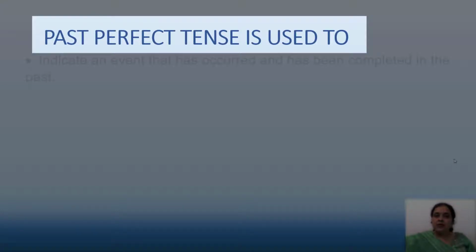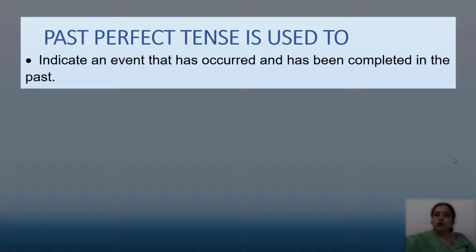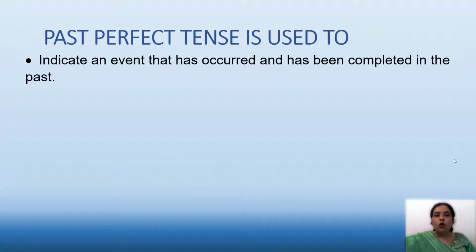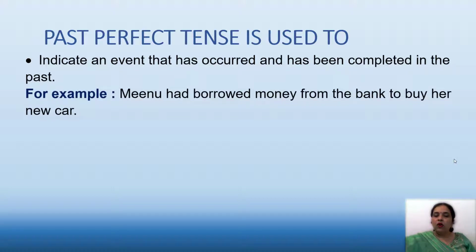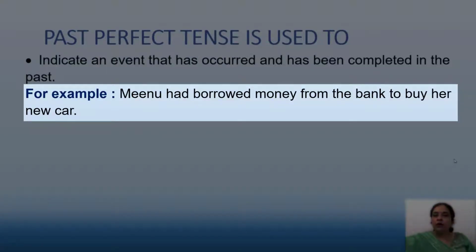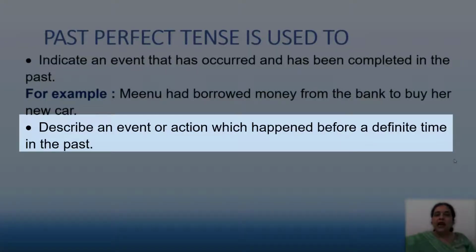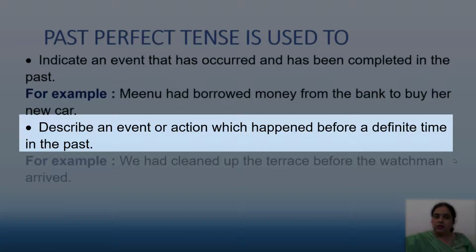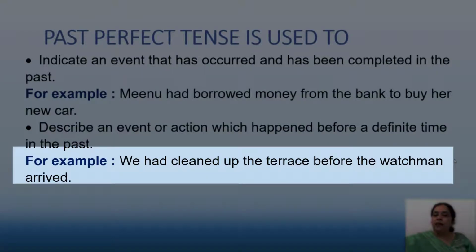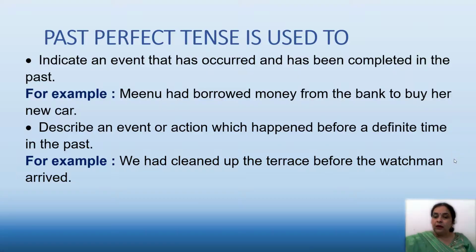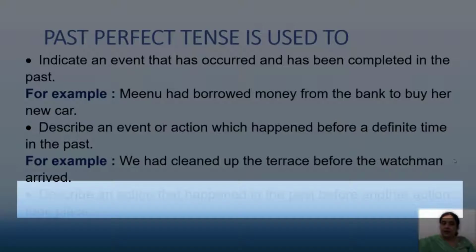Past perfect tense is used to indicate an event that has occurred and has been completed in the past. That means it was started in the past and it was also completed in the past. For example, Meenu had borrowed money from the bank to buy her new car. Next use is to describe an event or action which happened before a definite time in the past. That means we had cleaned up the terrace before the watchman arrived. That means before the action was taken by the watchman, before that we had cleaned the terrace.